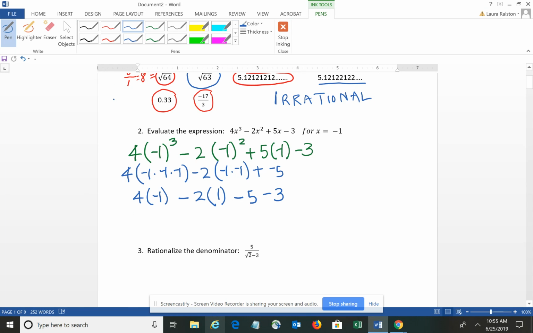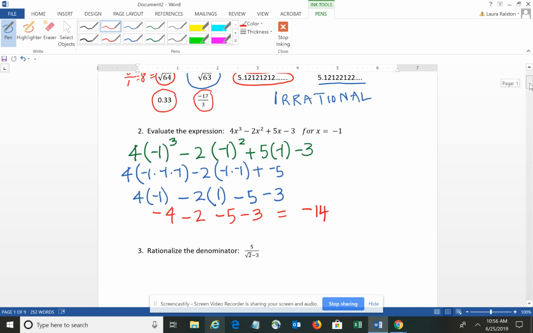Okay, and then again, I'm going to continue to do the math. It'd be easier just to use your calculator, but I'm working it out for you. 4 times negative 1 is negative 4. Minus 2 times 1 is minus 2. Minus 5 minus 3. I'm going to add and subtract left to right. Negative 4 minus 2 is negative 6. Minus 5 is negative 11. Minus 3 is negative 14.